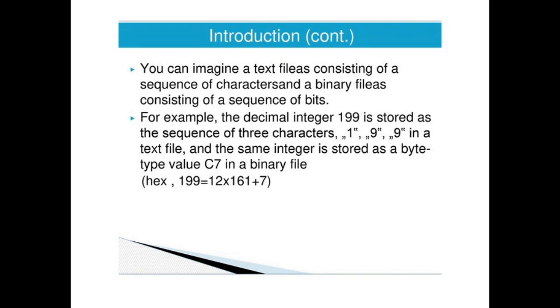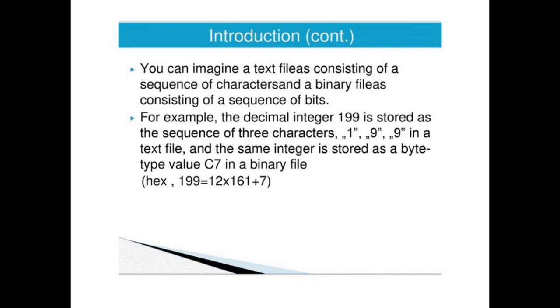Now you can imagine a text file as consisting of a sequence of characters and a binary file consisting of a sequence of bits. As you can see on this slide, it has the introduction, continued, and all this data written over here. This is a text file, because we are just storing the characters in the form of strings. But what about binary files? Binary files are read and written with the help of bytes or bits.